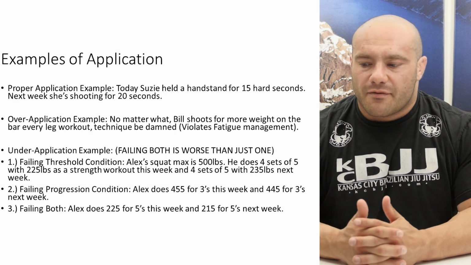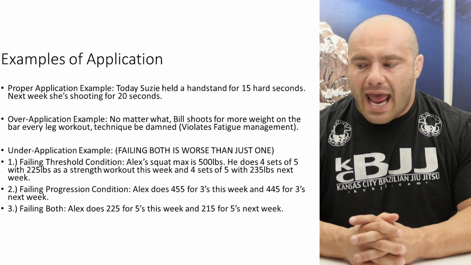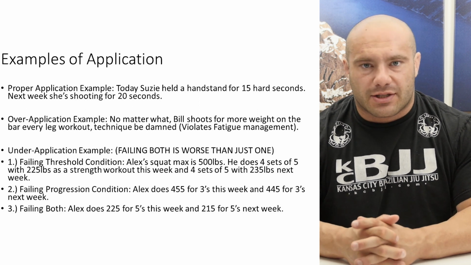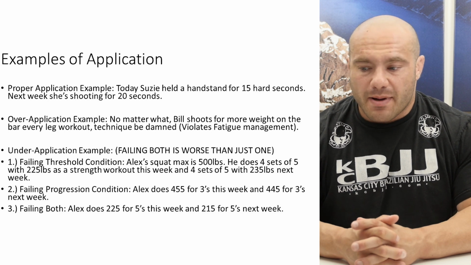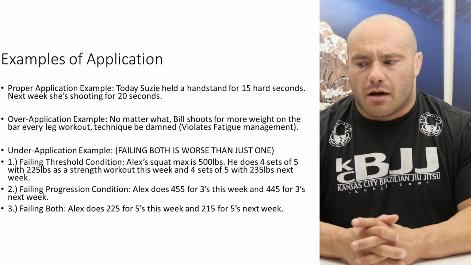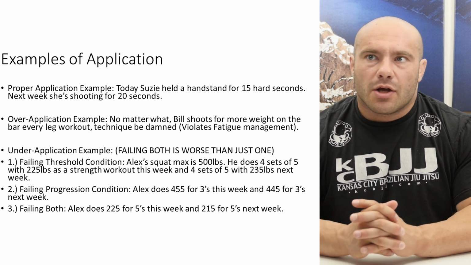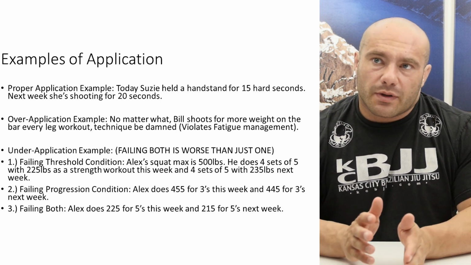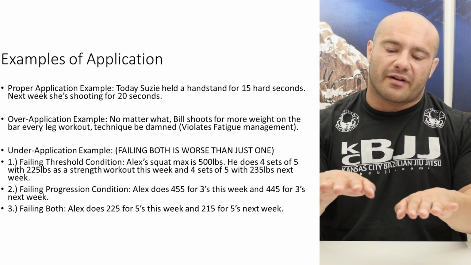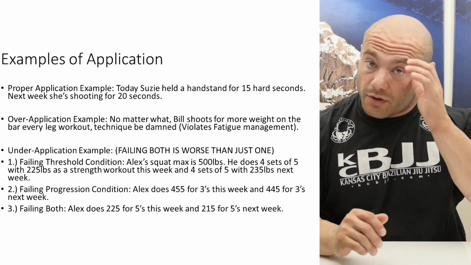So for example, failing the threshold condition. Alex's squat max is 500 pounds. That's a 1RM. He does 4 sets of 5 with 225 pounds as a strength workout this week, and then 4 sets of 5 with 235 next week. So 225 for 4x5 this week, okay? 235 for 4x5 next week. He's got a progression and it's going in the right direction.